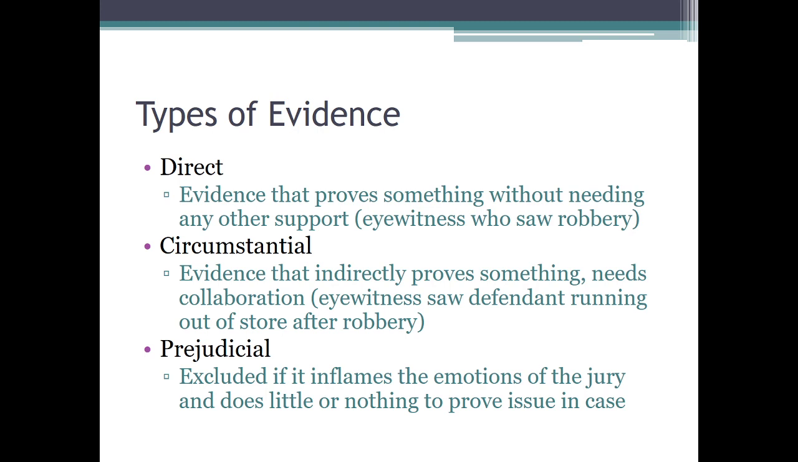So there is circumstantial evidence. Final category here is prejudicial evidence. And this is evidence that really just inflames the emotions of the jury. And it does little or nothing to prove an issue in the case. And this is going to be, going back to our relevancy, competency, materiality, this is going to be a challenge to get in.